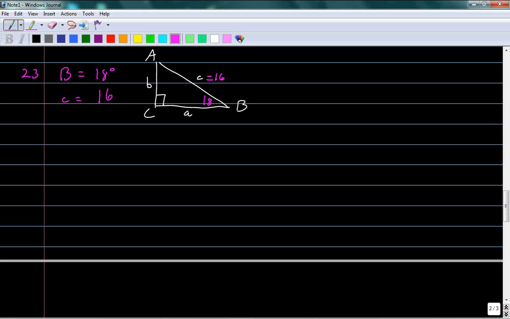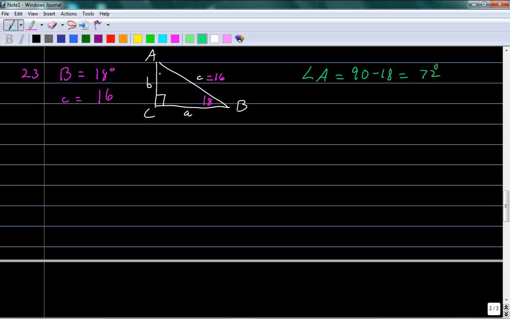Now remember, when you're solving for a triangle, you're trying to find all the missing parts. So we're given three parts, angle C, angle B, and little side C. So we need to find the other pieces. We're going to start with finding angle A. In order to find angle A, it's as easy as doing 90 minus 18, which is equal to 72. All right. So angle A is 72 degrees.